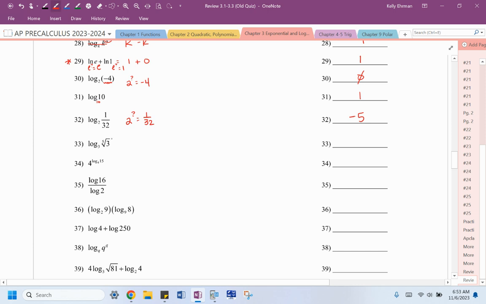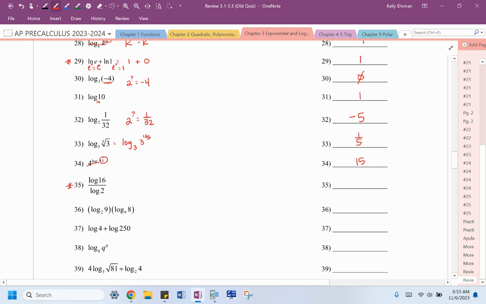If you see a root, remember that's the same as a rational exponent. It's the same as saying log base 3 of 3 to the 1/5, so the answer is 1/5. 4 to the log base 4 of 15: the 4 and log base 4 cancel out, and you've got 15.